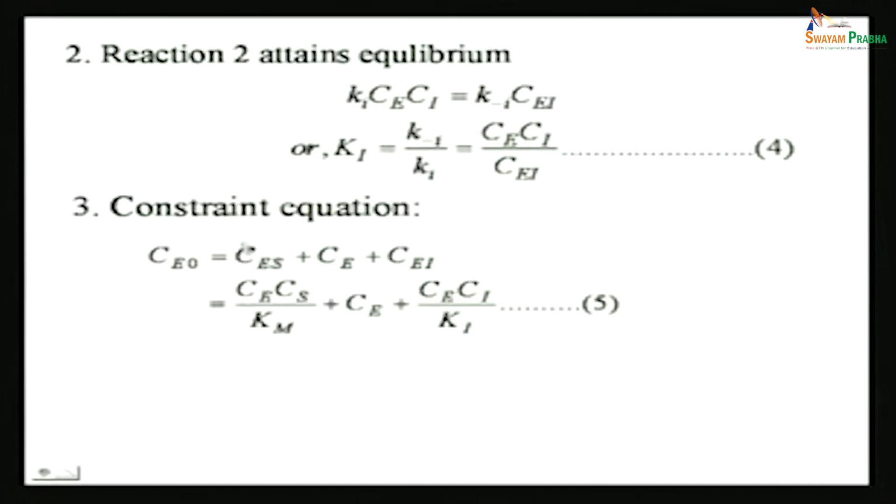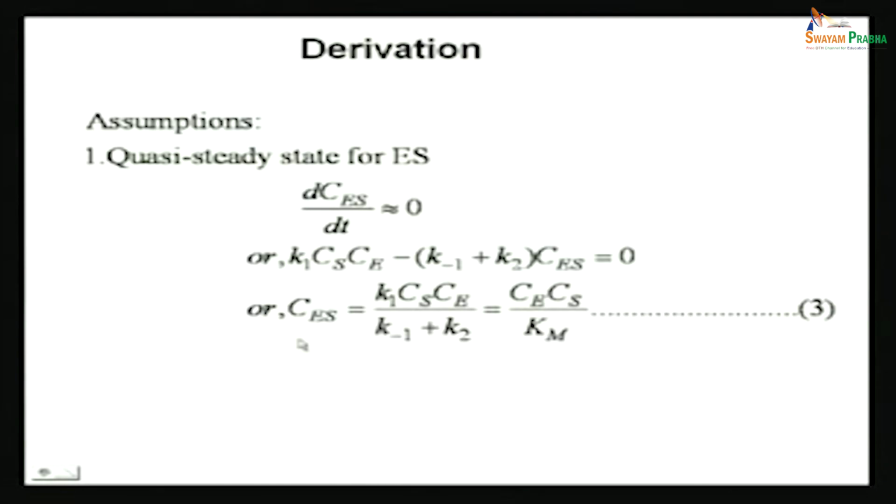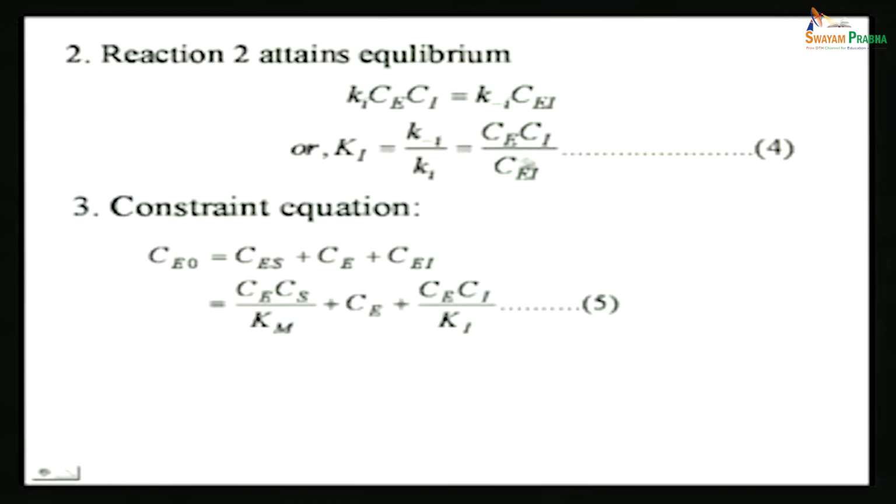So how do we get CES equals CE times CS over Km? From what I just showed before, the quasi steady state assumption, and this one is equation 4 given on top, and CE as it is. So we have been able to eliminate both the complexes out of the system and express everything in terms of CE, CS and CI. We still have one more step to go.